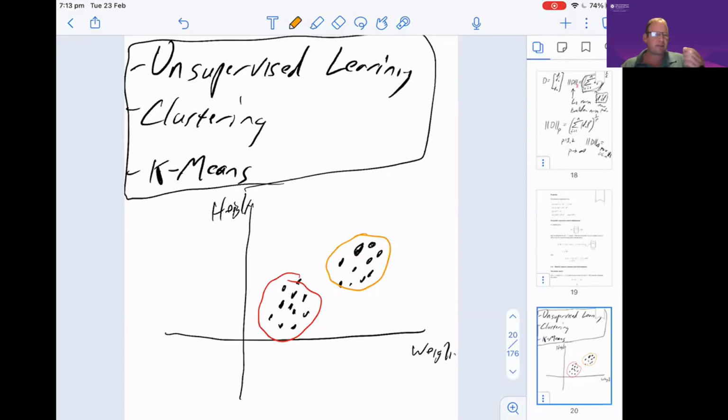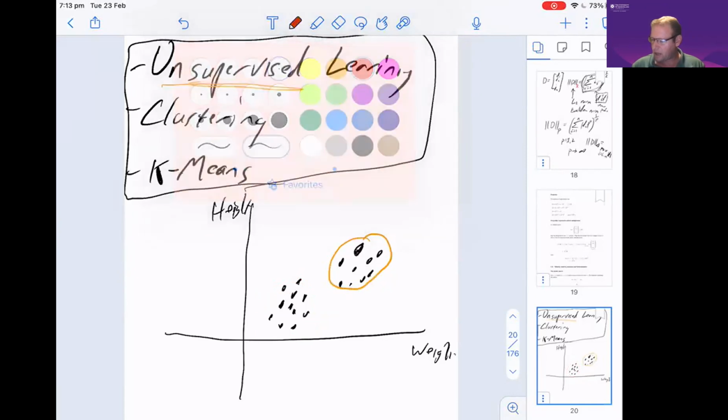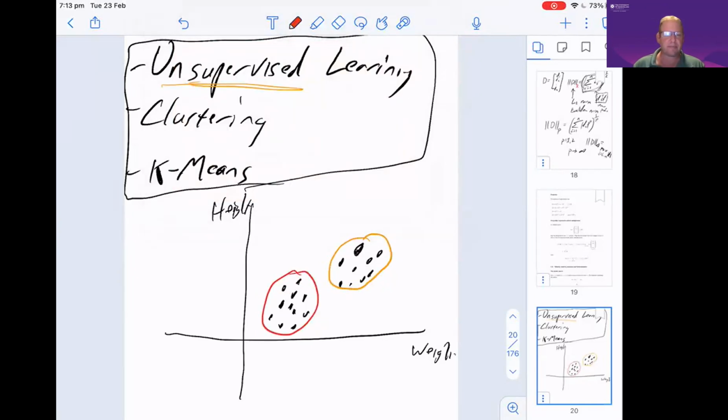So four-dimensional vectors you cannot visualize, and certainly not 5 or 100-dimensional vectors. So what we want is some method, some algorithm that would take this data. It's called unsupervised because beforehand we were not told that these guys here are of one type and these guys here are of a different type.